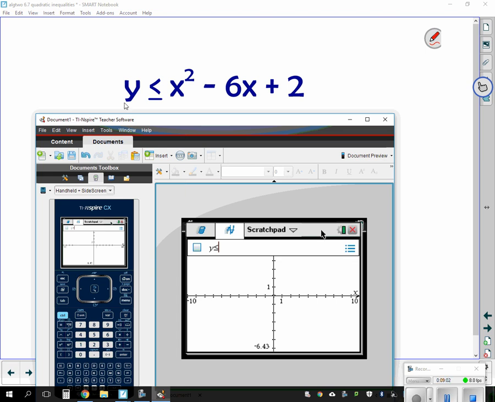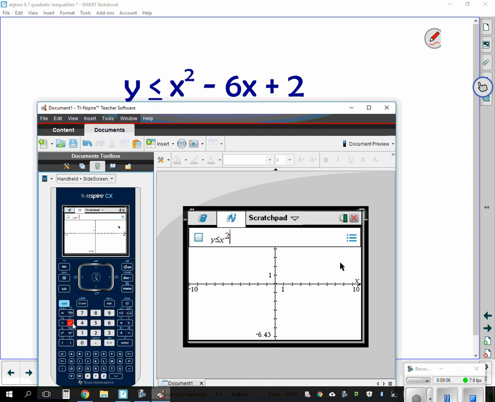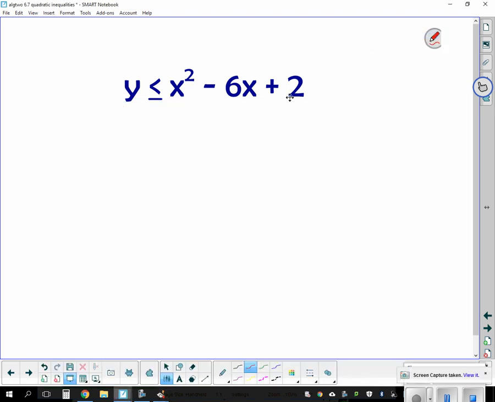And then just type in your data here, x squared minus 6x plus 2. And there it is, your parabola complete with shading. So what I will ask you to do is to do a rough sketch of this for your answers.